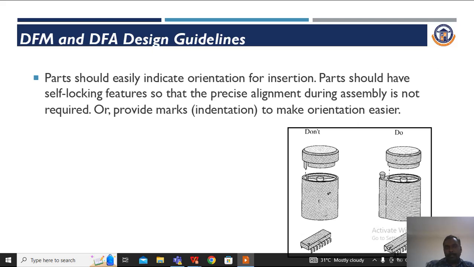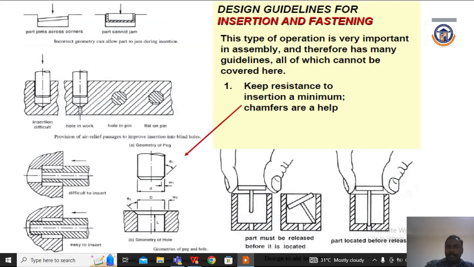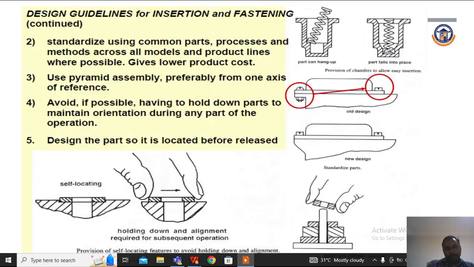If you see here, the parts should easily indicate their orientation. If you have to search for the orientation, it will also increase the assembly time. And these are several insertion techniques. There should be no sharp corners to insert the product. And here, there is no sufficient length to correctly locate this bottom. If you have sufficient height, you can easily insert the pin into the hole.